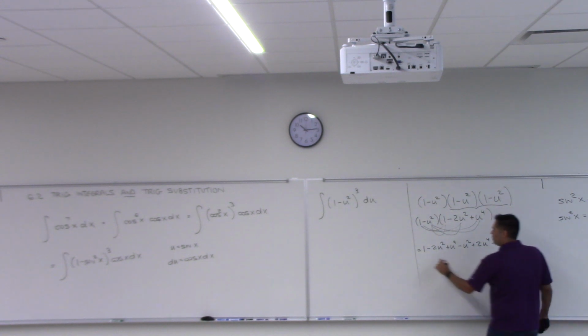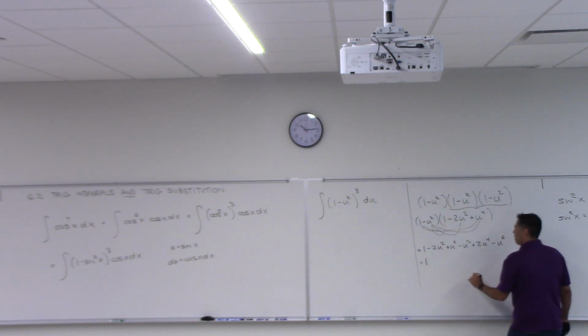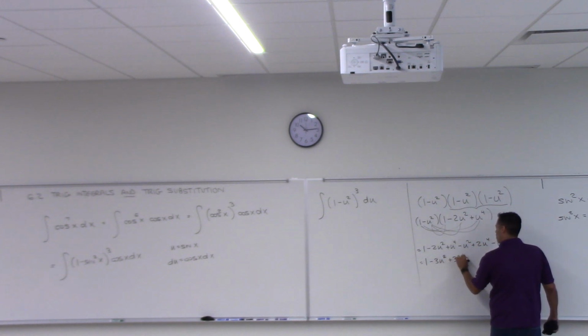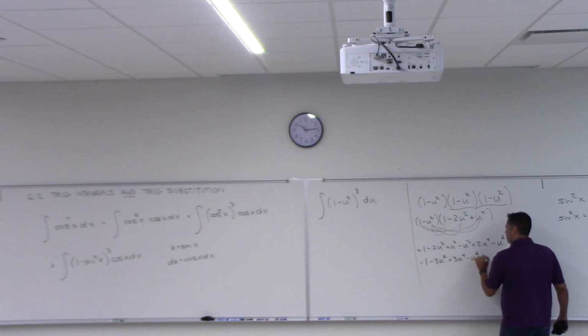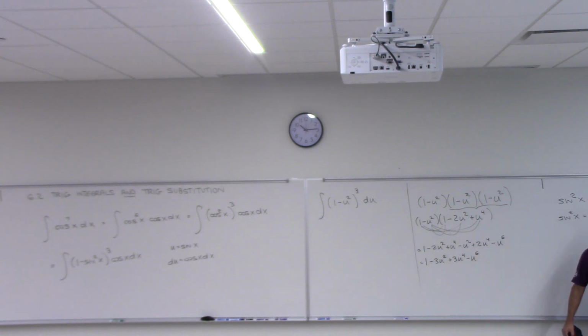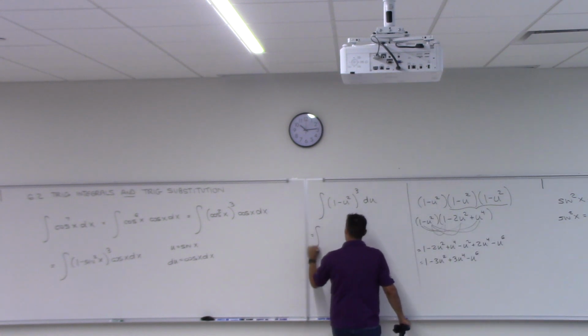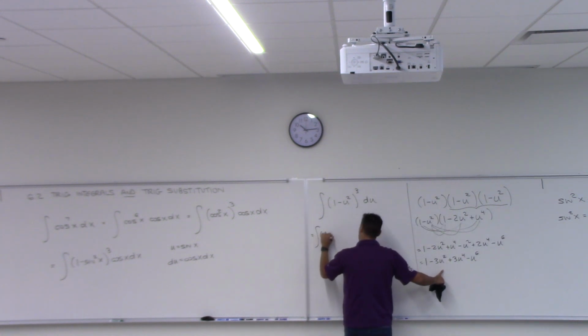Collect like terms, and we'll be done, right? If I collect like terms, I've got 1 minus 3u squared plus 3u to the 4th minus u to the 6th. That is the expansion of that. That's what my integral is. And can't you do those one by one?